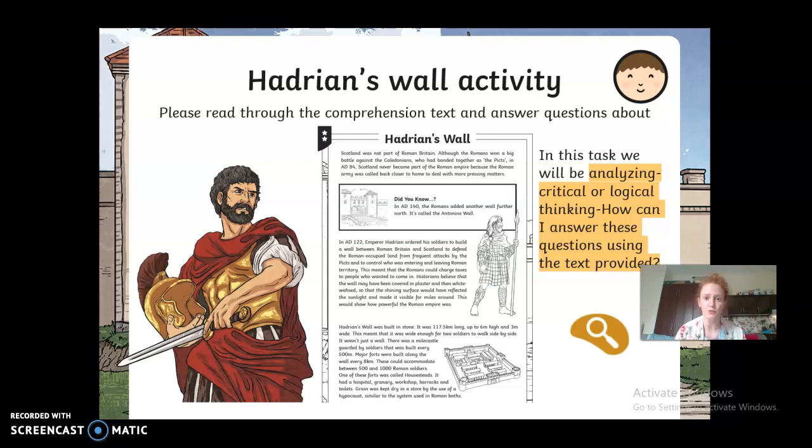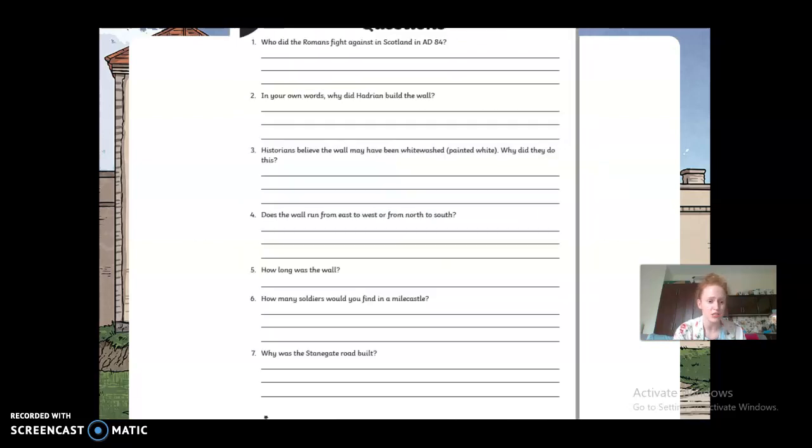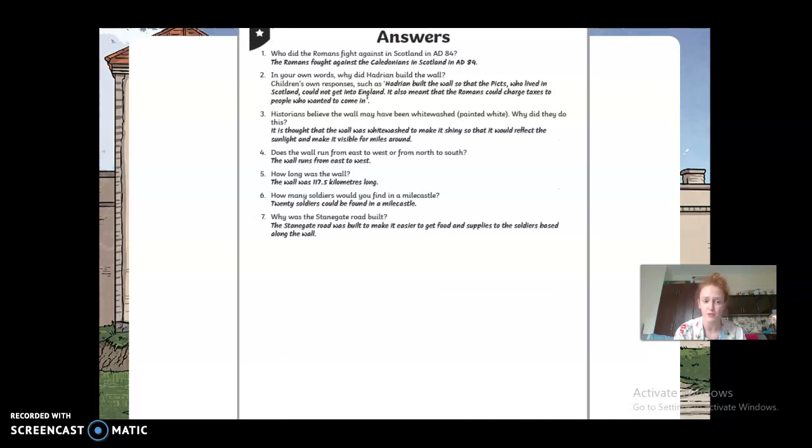Right, and here we have an activity. Please read through the comprehension text and answer questions about Hadrian's Wall. That's all you have to do. Guys, no need to upload this on Class Dojo, and answers are provided, but please just try doing this yourself.